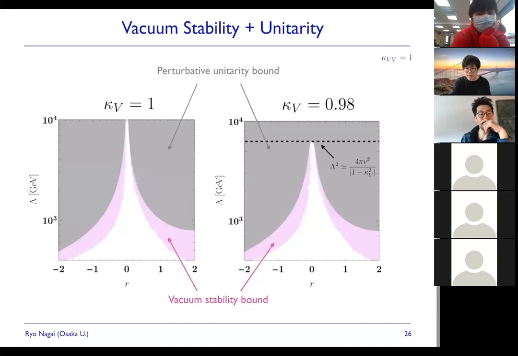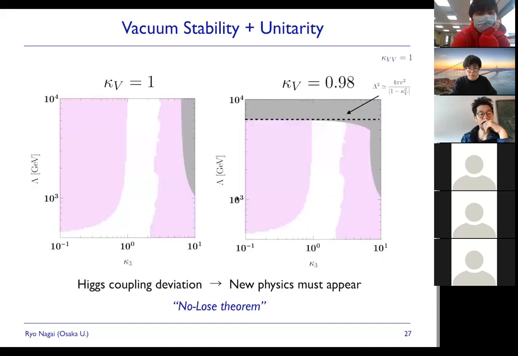All right, finally, let us look at this result from a different point of view. We can map the vacuum stability and the unitarity bound from the lambda and R plane to the lambda and kappa 3 plane, because kappa 3 is given as a function of lambda and R. Performing the mapping, we obtain the following figure. Here the y-axis is the same as in the previous figure, which is lambda, but the x-axis changes from R to kappa 3.